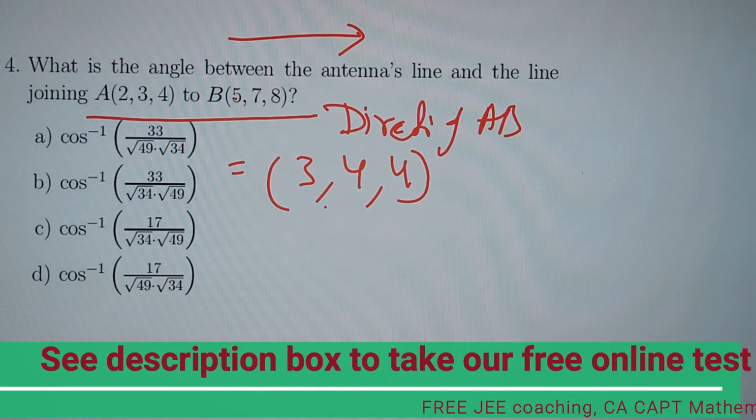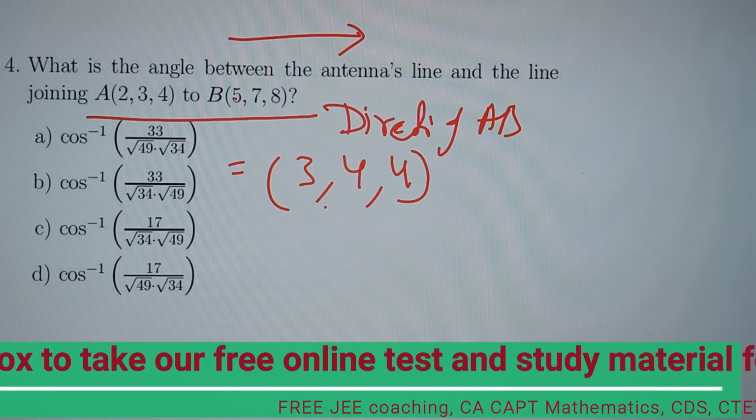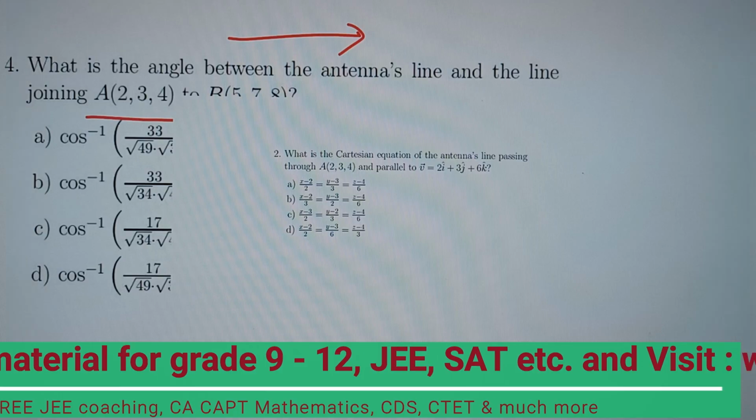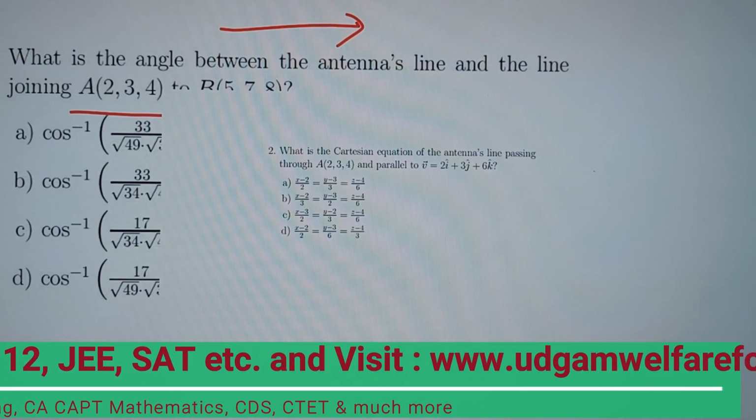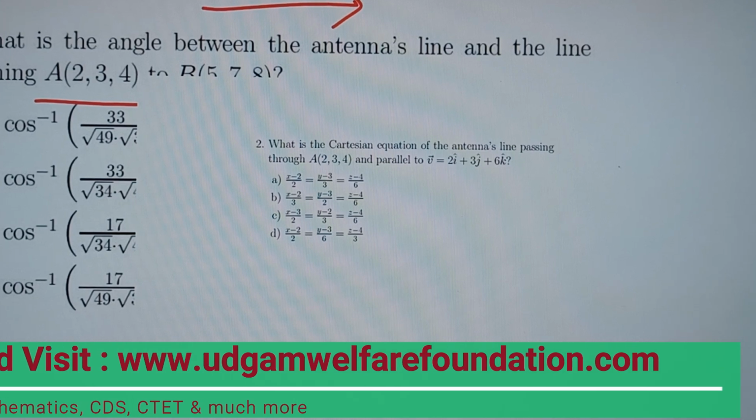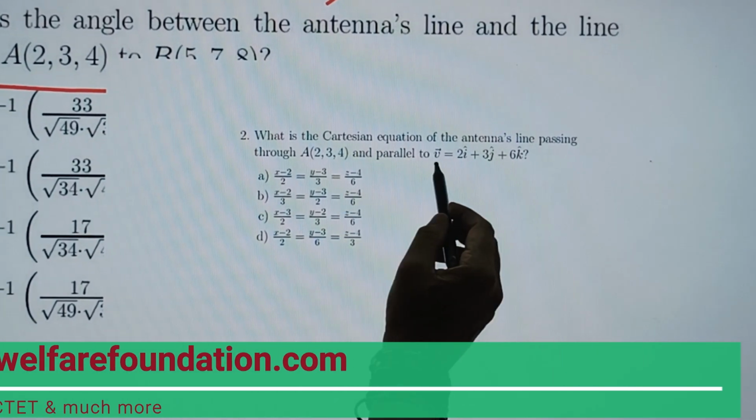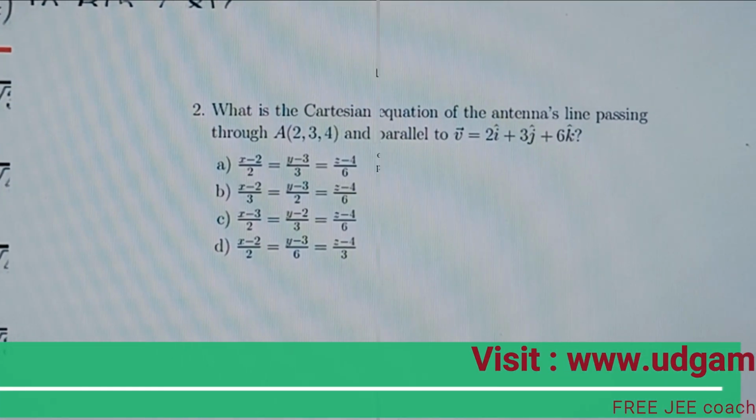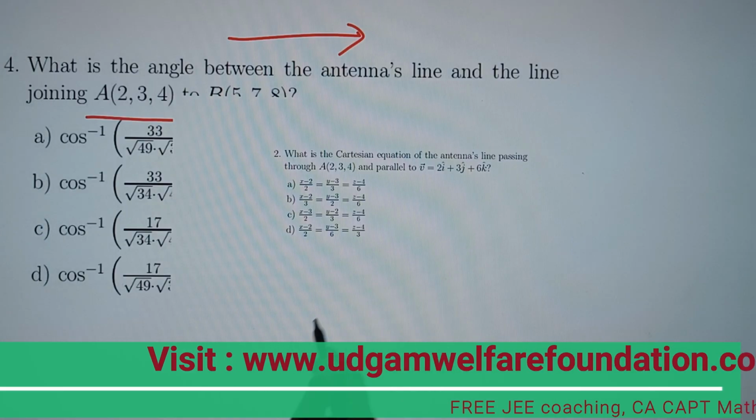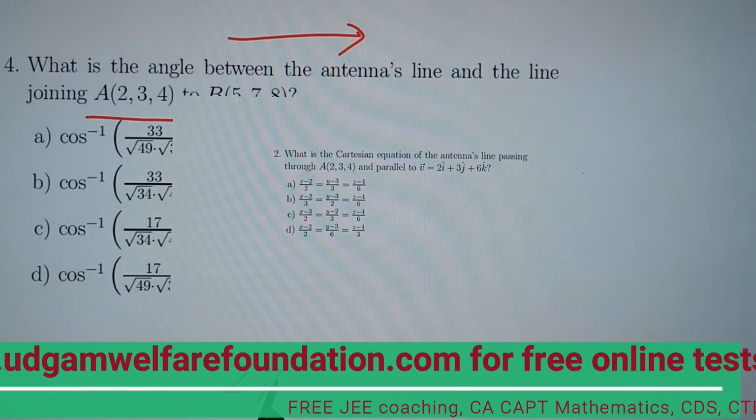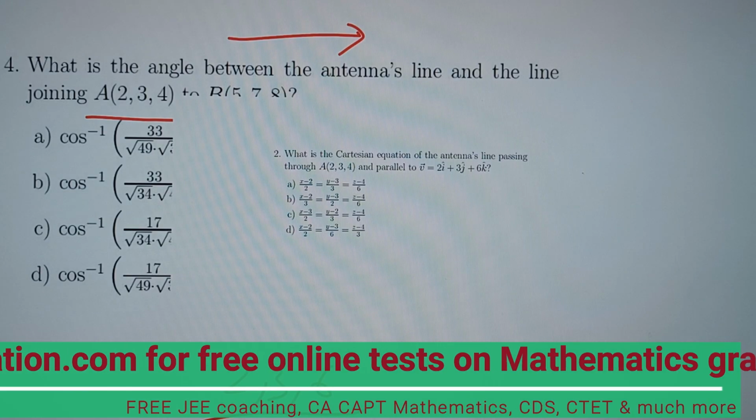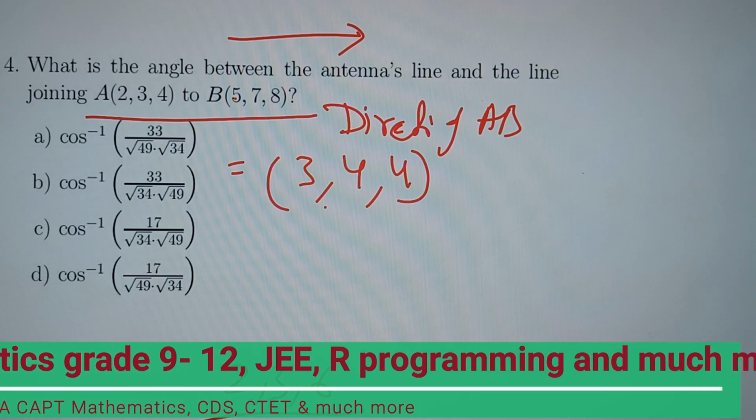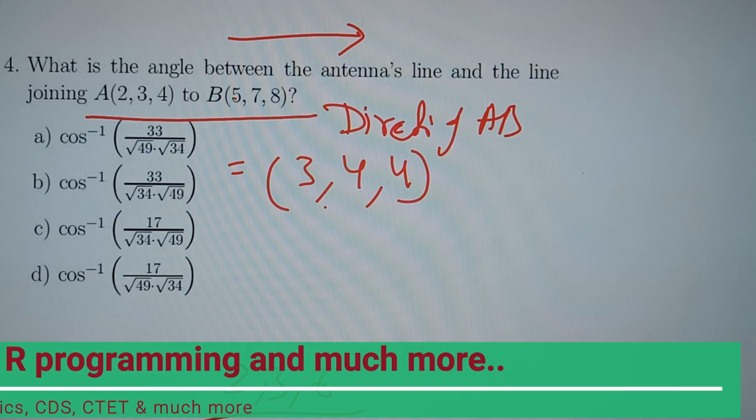Now what is the antenna's line here? You need to find the line of the antenna from the previous question. For your reference, I have pasted the previous question here, which states: what is the Cartesian equation of the antenna's line passing through this point and parallel to this vector? So obviously the antenna's line was parallel to this particular vector. Hence we can say that the antenna line's direction is 2, 3 and 6. Now we have two directions here: one of AB, and another of the antenna's line, which is 2, 3, 6.